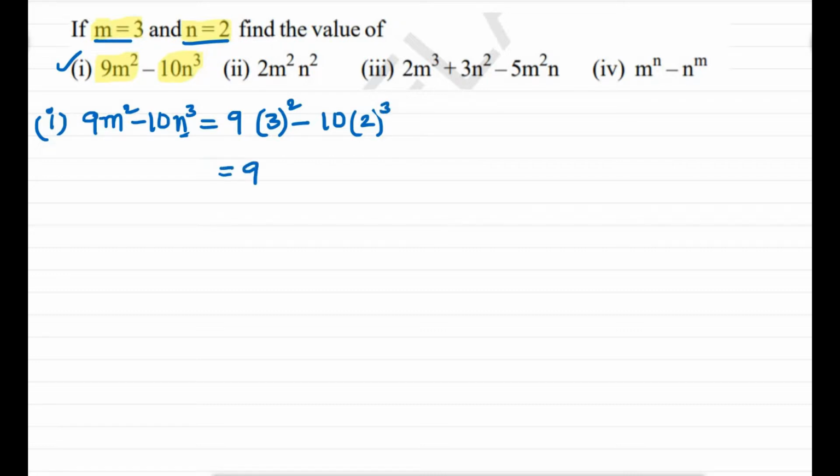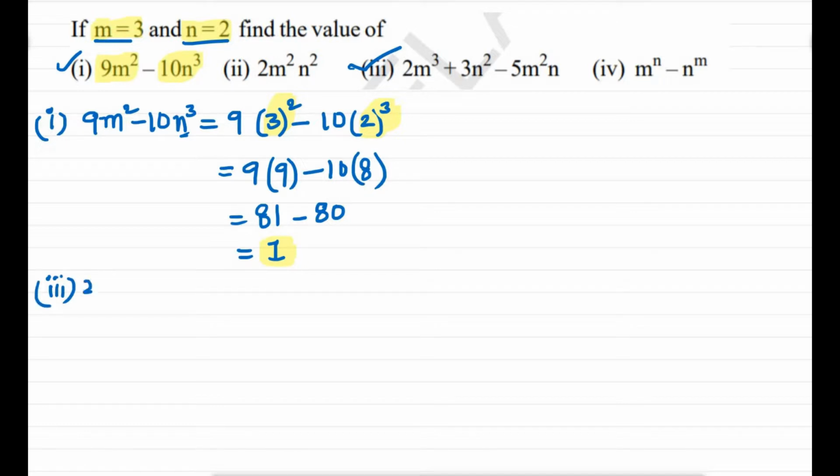So 9 into 3 square value is 9. We know that 3 square is 9. Now 2 cube is how much? 8. So minus 10 into 8. So 9 9s are 81 minus 10 8s are 80. So 81 minus 80 is 1. So 1 is our final answer. Understand, students? Yeah, let us take one more problem. I'll take number 3 and you have to solve the rest. So number 3. What is number 3?